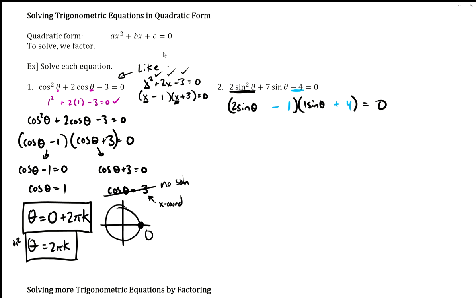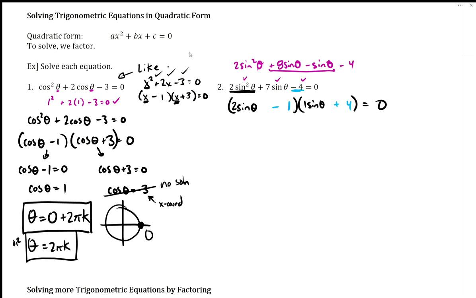Okay, so let's multiply this out. So I'm going to check it above, to keep the flow of the problem below going well. When we FOIL, notice I would have 2 sine theta times 1 sine theta is 2 sine squared theta. And then 2 sine theta times +4 is +8 sine theta. -1 times +1 sine theta is negative sine theta. -1 and +4 is -4. Notice these two combine to give us the middle term. And then the other 2 terms are there as well. Okay, so that means we factored it correctly.